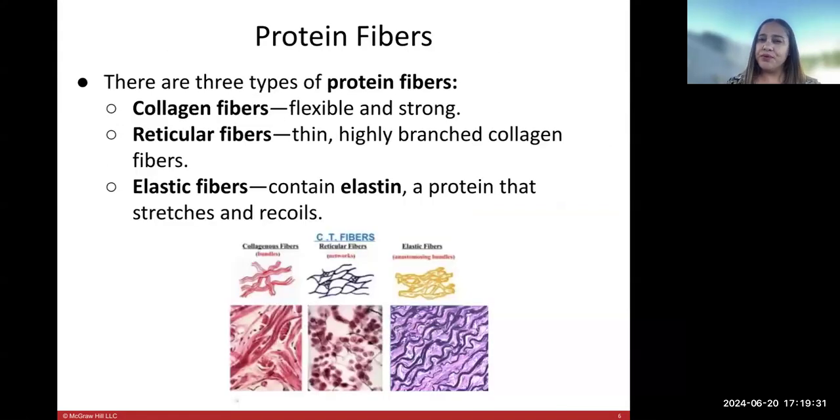There's 3 types of protein fibers found in connective tissue. Collagen fibers are flexible and strong. Reticular fibers are thin and highly branched, like collagen. And elastic fibers contain elastin, which is a specific protein that stretches and recoils. A lot of things in our body need that stretching and then recoiling.